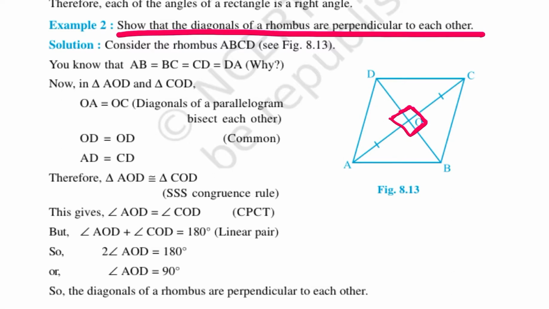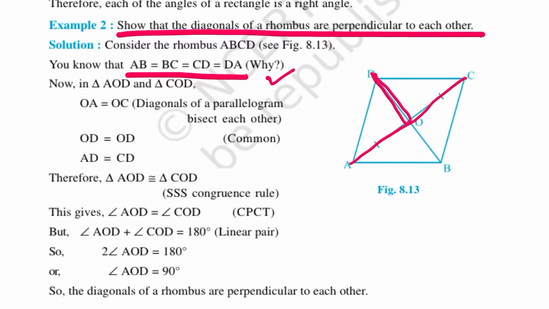Now, let ABCD be a rhombus as it is given. If it is a rhombus, then all the four sides will be equal. Therefore, AB is equal to BC is equal to CD is equal to DA. Why? We already know it is a rhombus, and the property of rhombus says all the sides of a rhombus are equal. Now, triangle AOD and triangle COD, these two triangles.